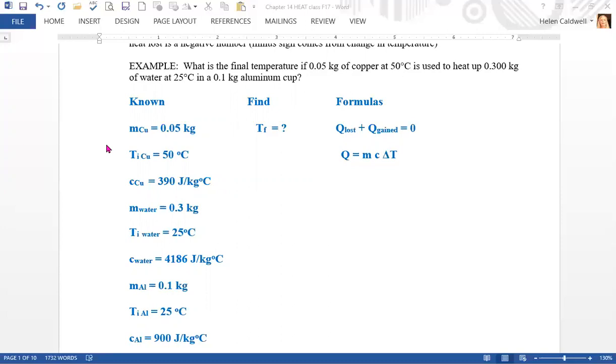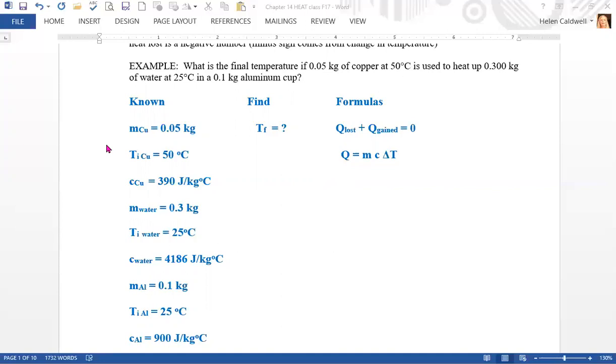For water, the mass of water is 0.3 kilograms. The initial temperature of water is 25 degrees Celsius. The specific heat of water is 4,186 joules per kilogram degrees Celsius. The mass of the aluminum is 0.1 kilograms. The initial temperature of the aluminum is 25 degrees Celsius. And the specific heat of aluminum is 900 joules per kilogram degrees Celsius. We are looking for the final temperature.